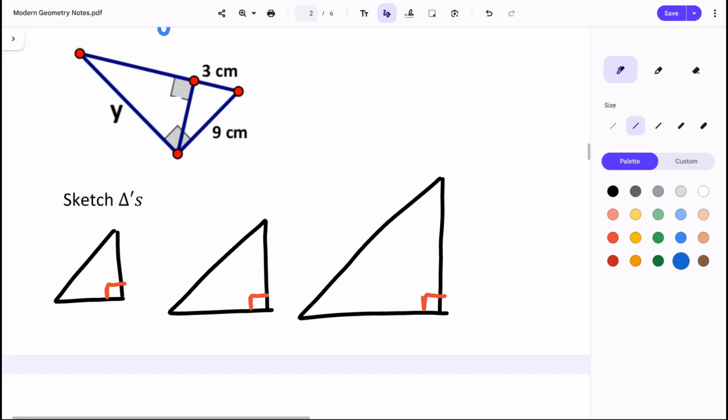Let's take a look at the small triangle. What can we label? You guys tell me where I should put my stuff. Okay, 3 here. Okay, good, 9. I think that's all we got for the little triangle, right? How about the middle, medium-sized one? Yeah, all we can say is the hypotenuse would be y, okay? How about the big triangle?